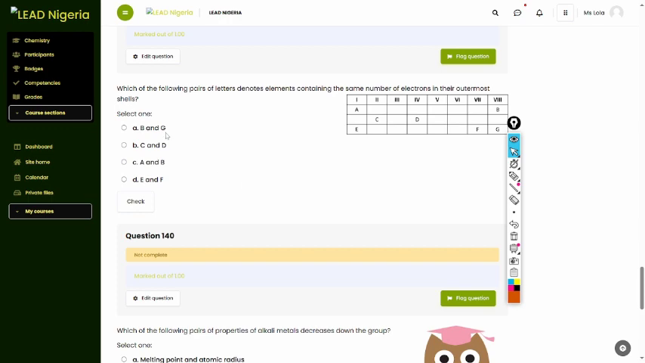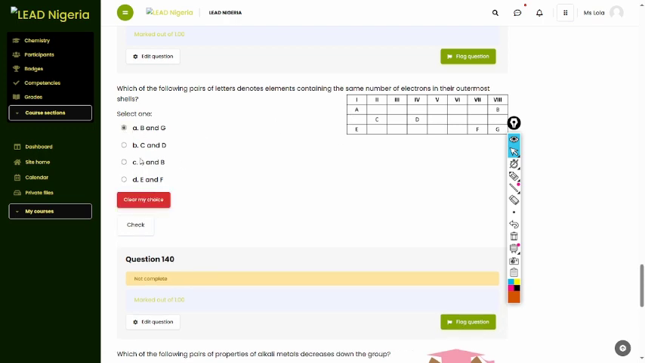Now the next question: which of the following pairs of letters denotes elements containing the same number of electrons in their outermost shell? Now we have a table for this one. These are the groups, group 1 to group 8. Those in the same group have the same number of electrons in the outermost shell. A and E belong to the same group. Then B and G belong to the same group. So the answer is B and G, because we don't have A and E in the options. B and G belong to group 8 of the periodic table.